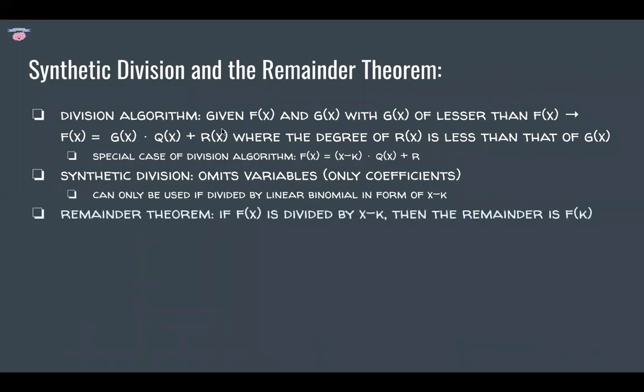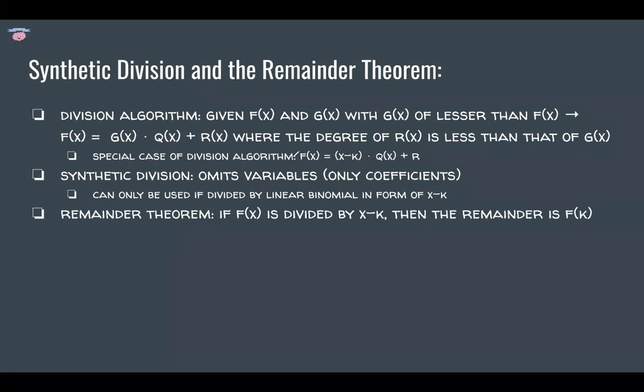Remainder theorem, finally. If f of x is divided by x minus k, then the remainder is f of k. You might be wondering how we did this, but I'm not going to prove it to you right now because it's going to take a long time. And I don't have that much time, neither do you, because this is supposed to be a review video. Or a preview if you're not in Algebra 2/Precalculus yet and you just want to get ahead, then I congratulate you.